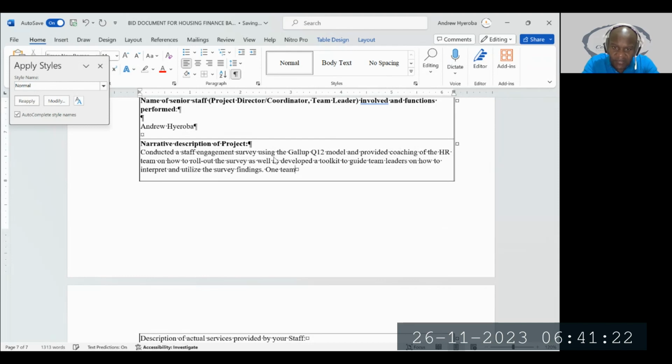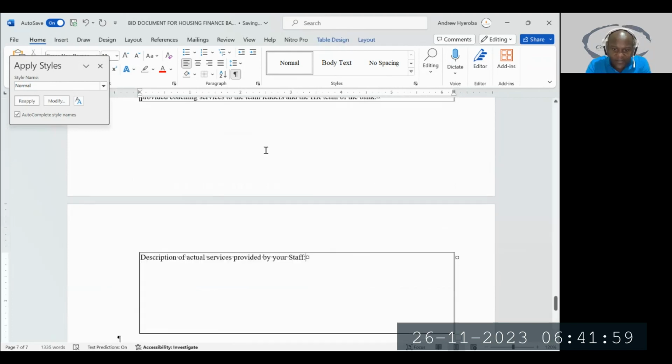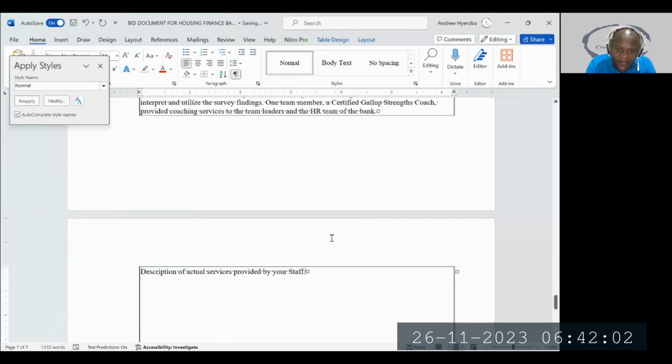One team member, a certified Gallup coach, provided coaching services to the team leaders and the HR team of the bank. There we go. Description of actual services provided by your staff.